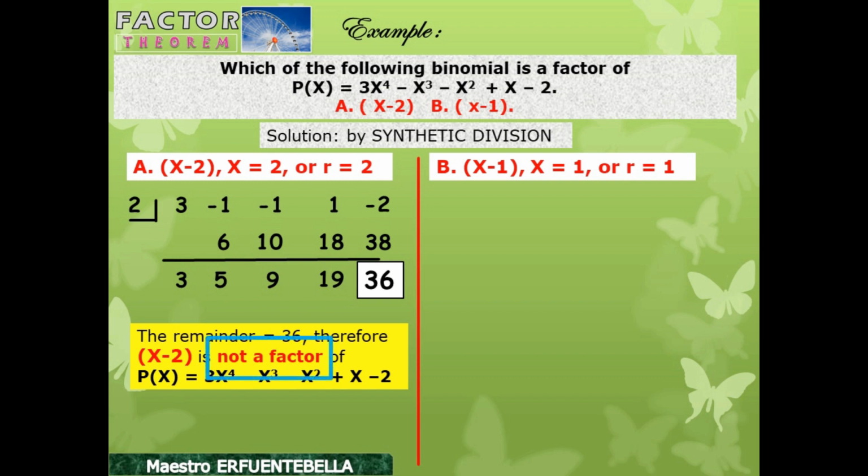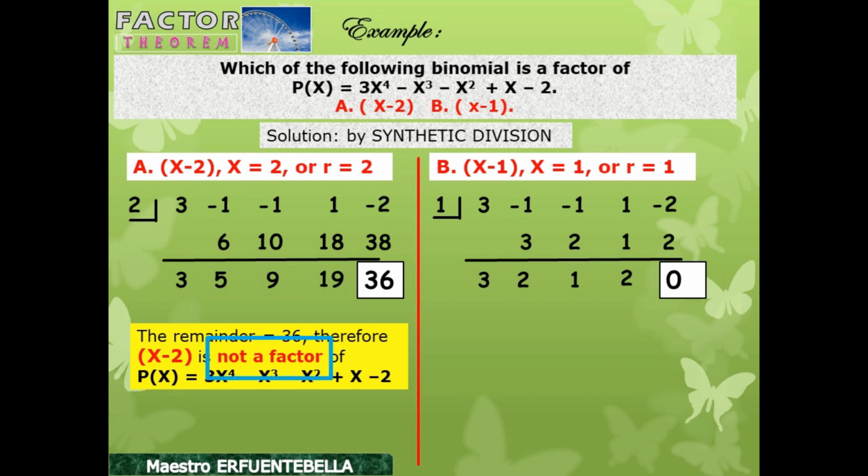Okay, so let's try letter B. Our r now is 1. So copy all the numerical coefficients. Then we bring down the leading coefficient and we multiply by 1. So 3 added to negative 1 is positive 2. Again, multiply by 1 is 2, added to negative 1 is 1. Multiply by 1 is 1. Then 1 plus 1 is 2. Then 1 times 2 is positive 2.